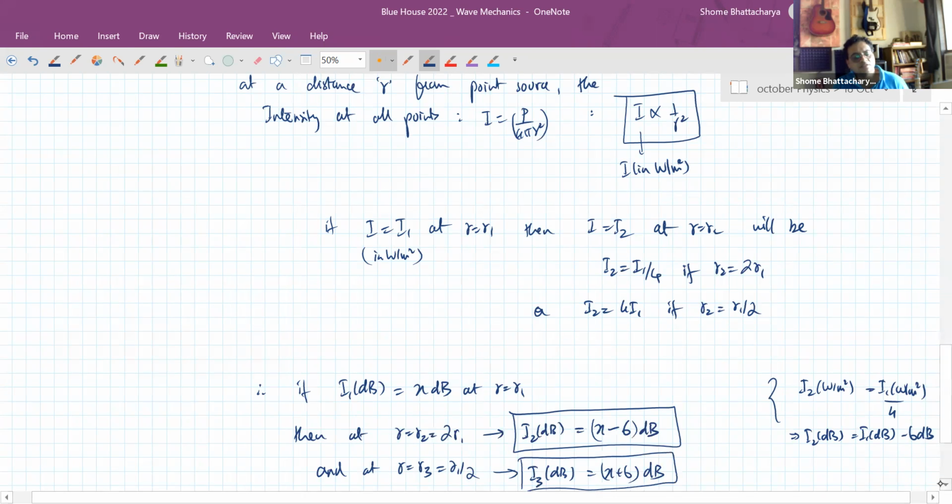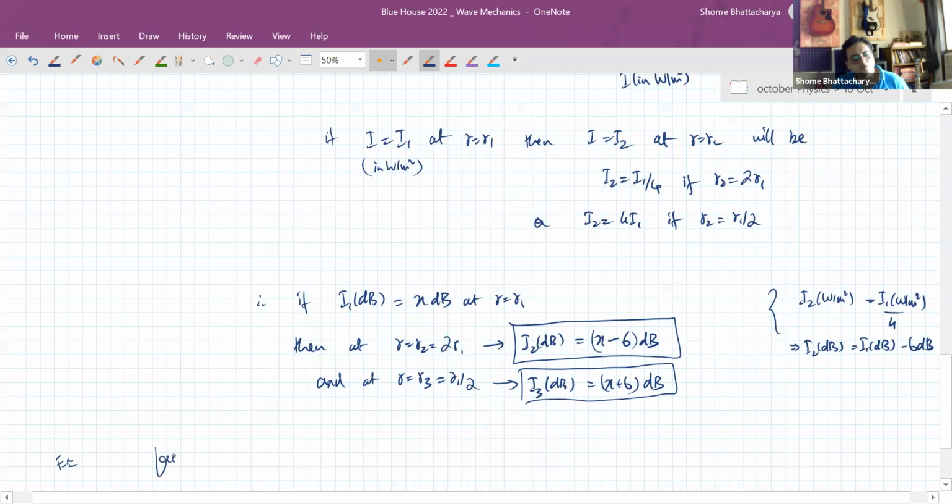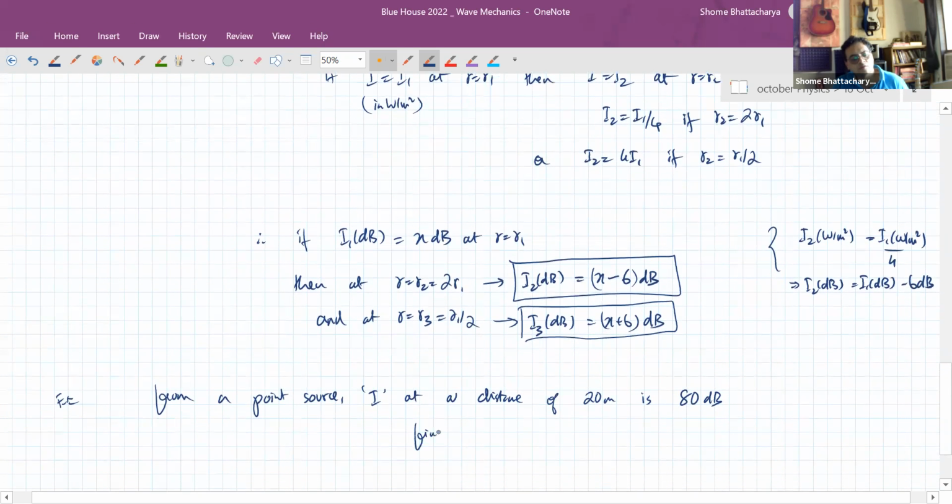So a simple thing is like this. Suppose from a point source, the intensity at a distance of 20 meters is, let's say, 80 decibels. So find the intensity in decibels at a distance of, let's say, 40 meters, and then at a distance of, let's say, 5 meters.